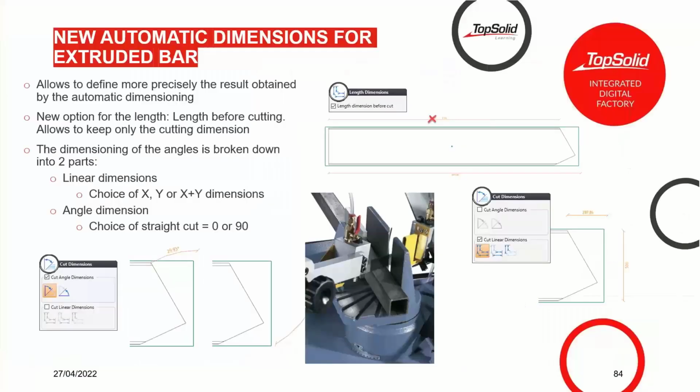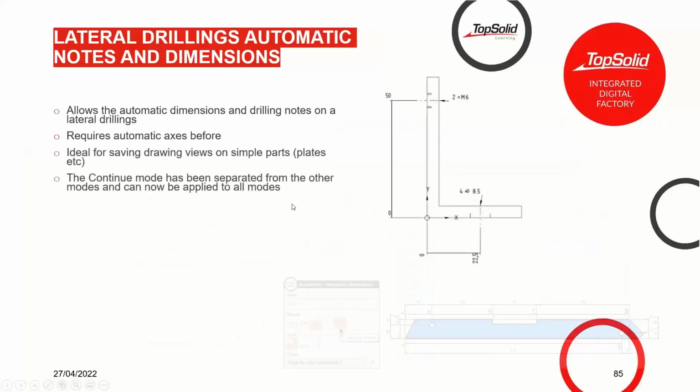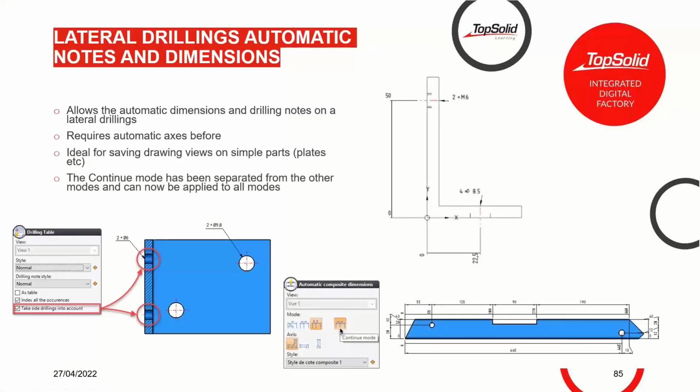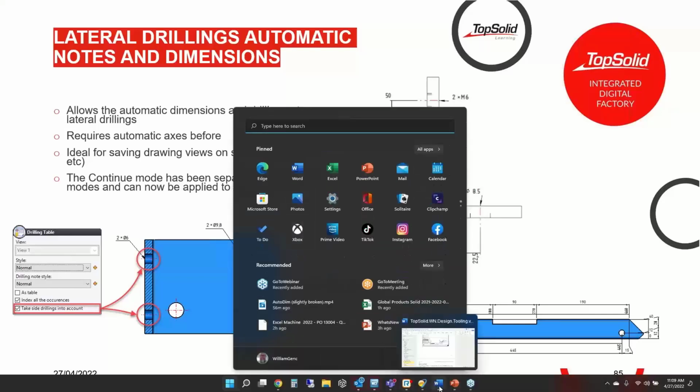Go back to our presentation. Next, lateral drilling's automatic notes and dimensions. So the improvement here is that you can now add with the automatic drilling dimension command or drilling note command or drilling tables command, you can automatically reference lateral holes. Okay? The point here is that you have to first have created an axis representing the center line of the hole. All right, so let's go take a look at that.